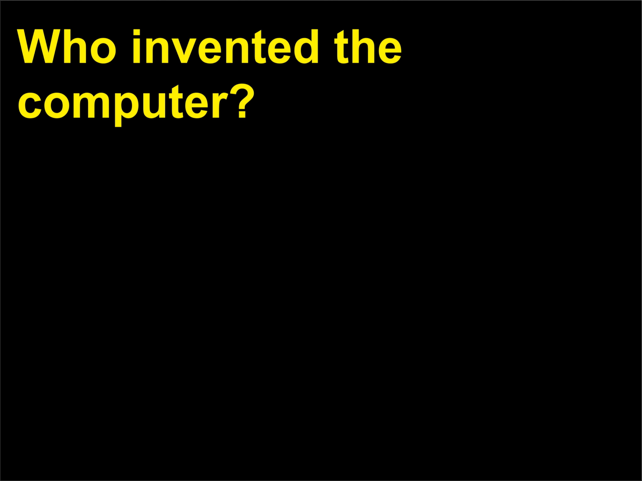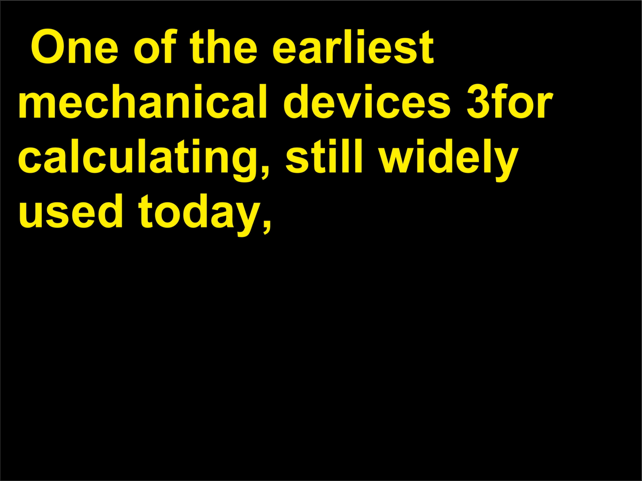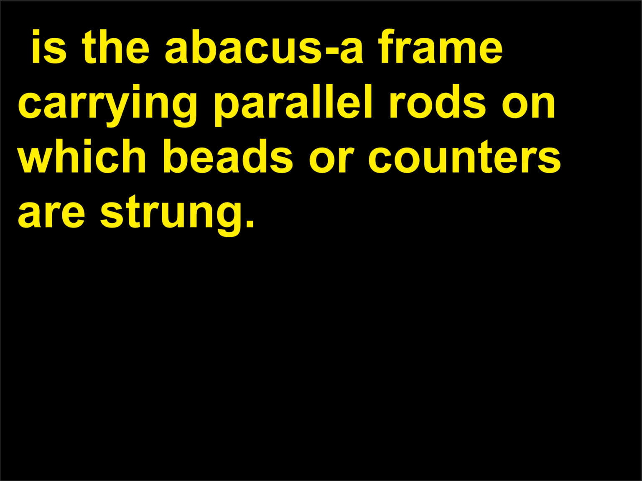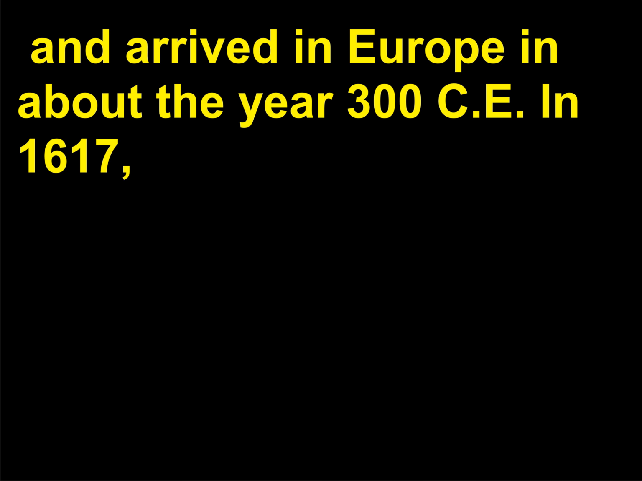Who invented the computer? Computers developed from calculating machines. One of the earliest mechanical devices for calculating, still widely used today, is the abacus, a frame carrying parallel rods on which beads or counters are strung. The abacus originated in Egypt in 2000 BCE. It reached the Orient about 1,000 years later, and arrived in Europe in about the year 300 CE.